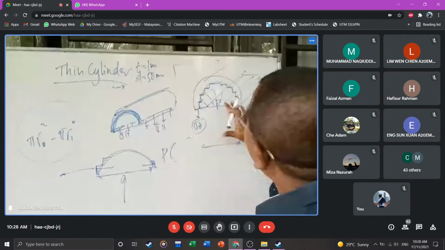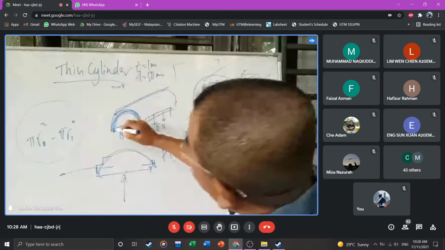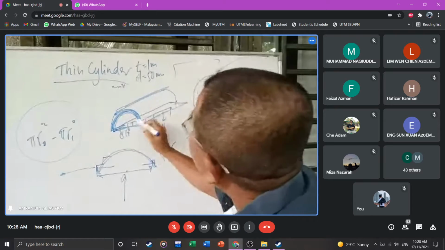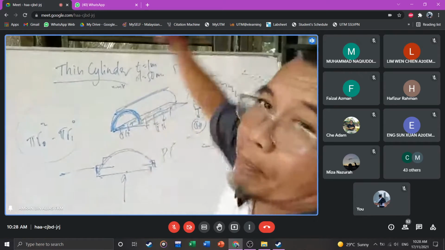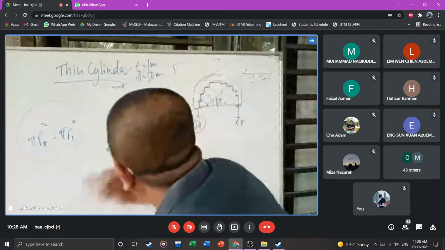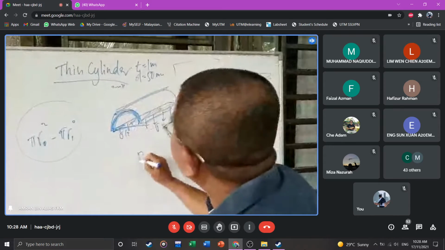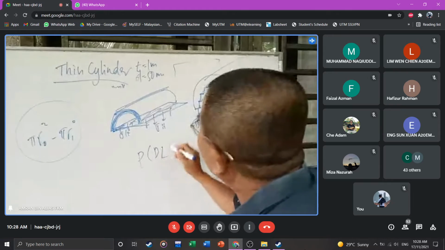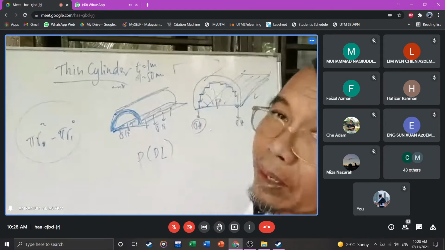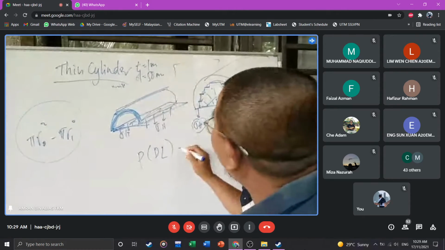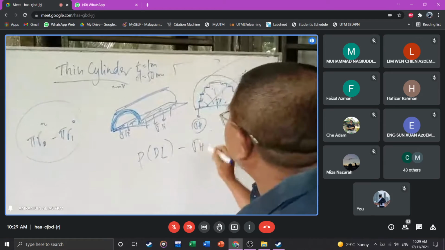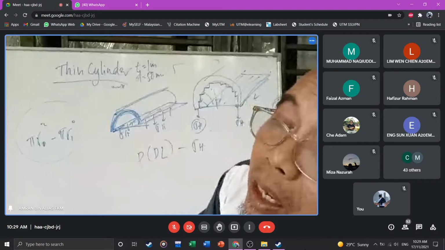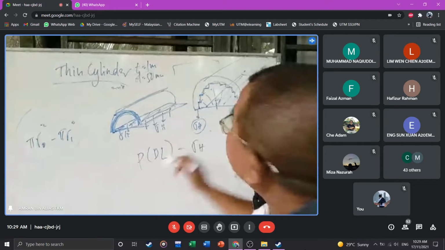So the total area pushing up, for the curved area, is just like that one, an imaginary flat surface up. And then what is the pressure going up? Pressure times that diameter times length of that beam pushing up. And then what is pushing down? Sigma H. And then what is the total area on the skin that we cut here?